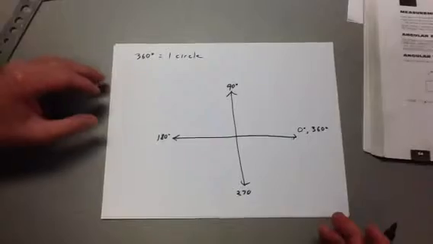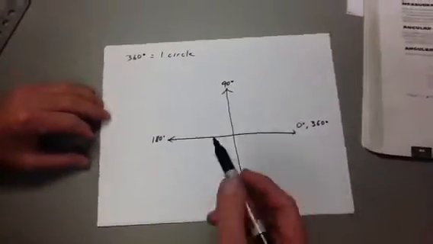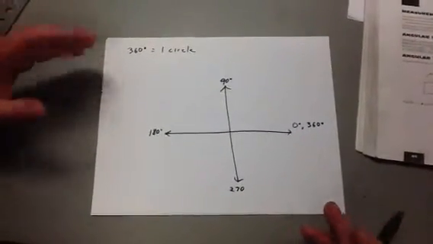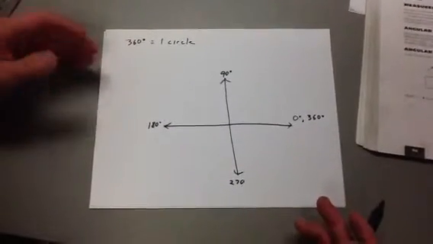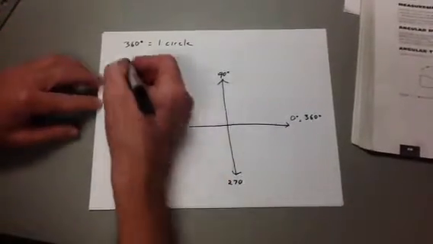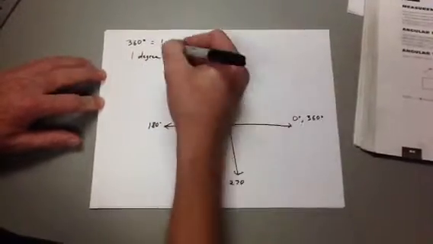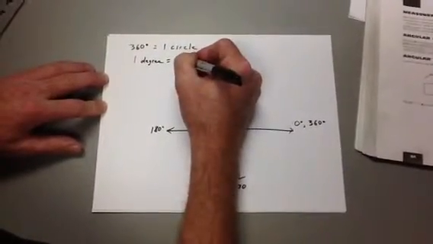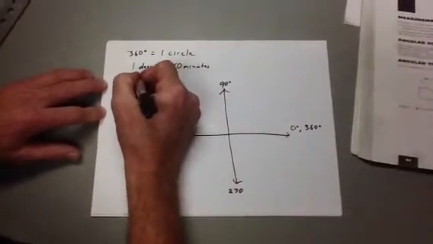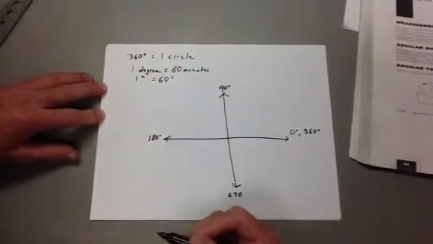Now, we sometimes need to split that degree up into smaller increments. To do that, if you think about it like time, we put minutes in there. Well, how many minutes are in an hour? There's 60. Just like that, there's 60 minutes in a degree. 1 degree equals 60 minutes. And a 1 tick mark means minute.